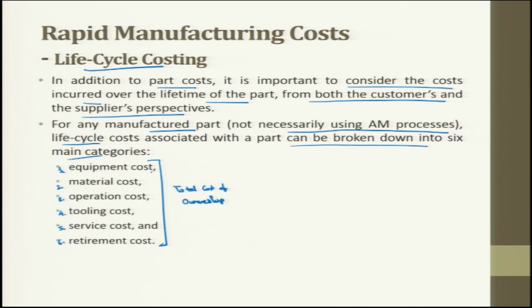One has to purchase equipment and material, then operation has to be done. While operating, costs are incurred, electricity, etc. Then tooling is there, servicing has to happen, then retirement, when the machine has to be replaced. This is also known as replacement cost. The equipment cost includes the cost to purchase the machines that are used to manufacture the part. Material and operation costs are related to the actual manufacturing.